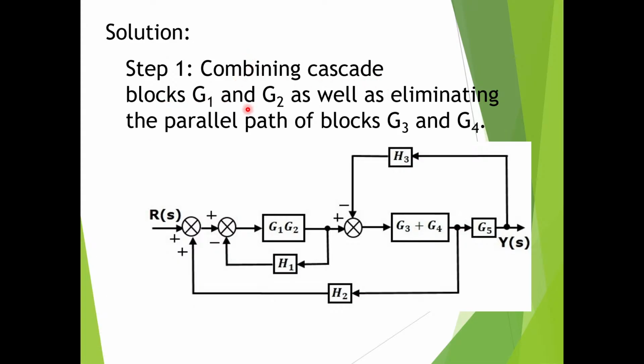Combining the cascade blocks G1, G2 as well as eliminating the parallel path of blocks G3 and G4, I have written. So if you want, you can write like this. Step 1, you can do that. So combining cascade blocks: G1, G2 are cascade, so just multiply the gain values. G3, G4 are in parallel, so add the gain values, G3 plus G4.